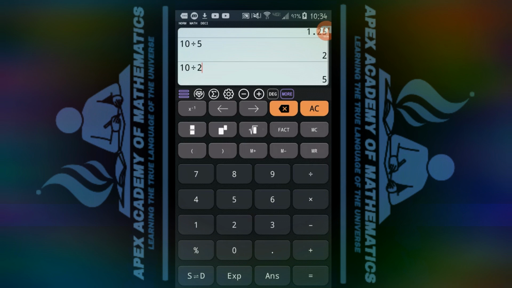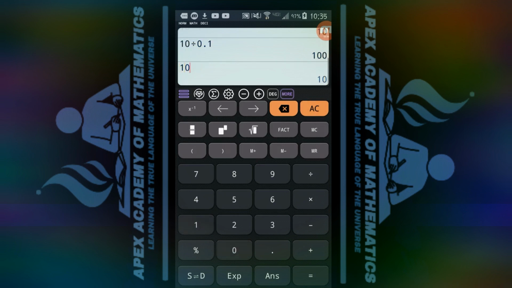Now, let's say, for example, we have 10 divided by 1, and we got 10. So that value has now increased, as you can see here. Now, what we're going to do is flirt with numbers that lie between 0 and 1. So we're going to start by saying 10 divided by 0.1. That's 100.